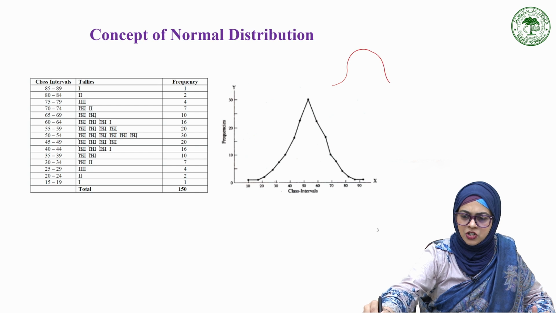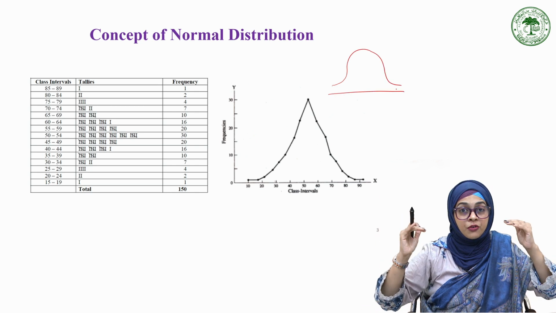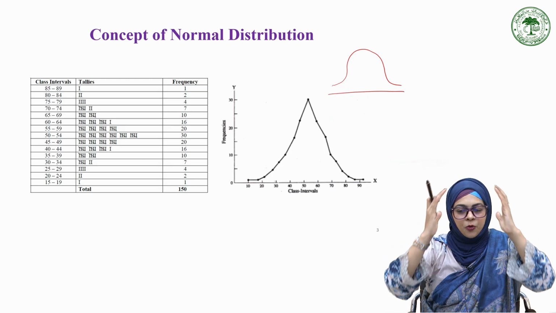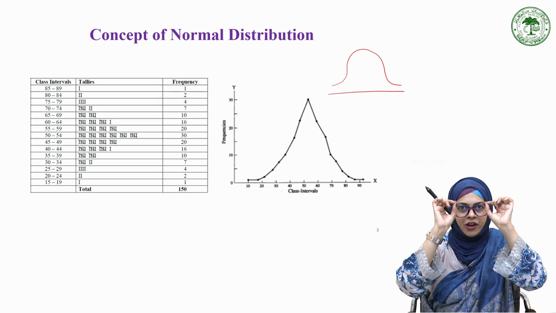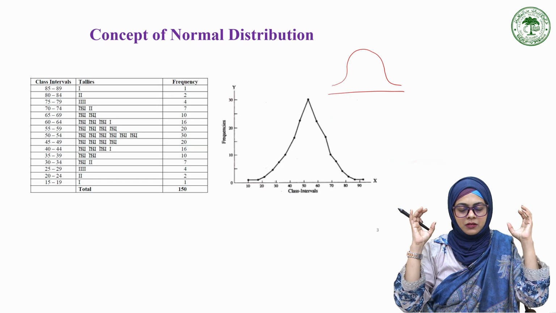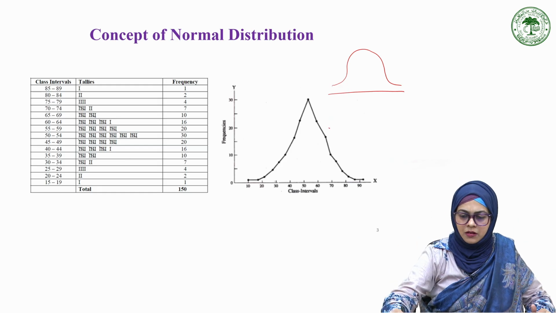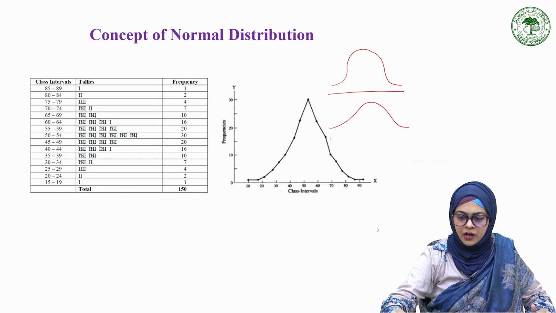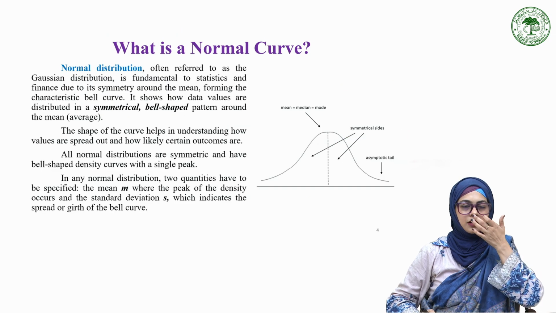Now, this is how the shape will start coming. The more values you put, the more refinement will come. The more your frequency polygon will become smooth. Here you can see the individual points, but the larger the data set, the smoother your frequency polygon will become, more in a bell-shaped form. So what is the normal curve?